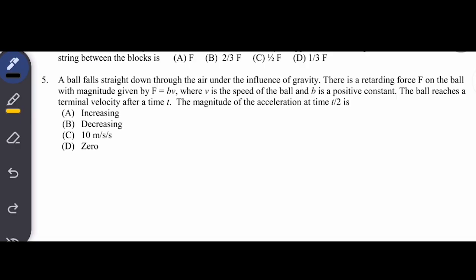So here we have a ball, and the ball is falling under the influence of gravity, meaning that we have force gravity pulling down on it as it travels down. And here it says that we have a retarding force F on the ball, which is given by F equal to bv, where b is a positive constant and v is the speed.